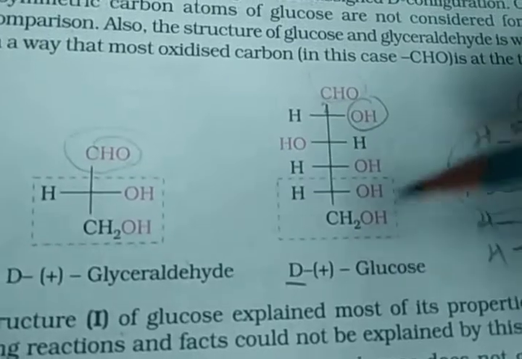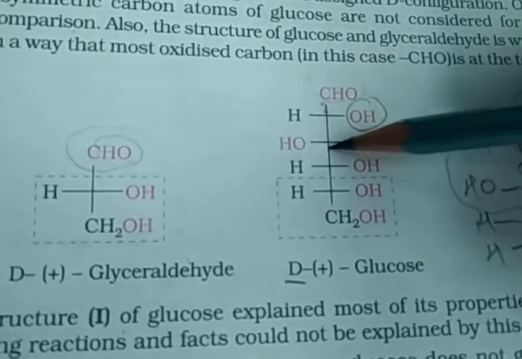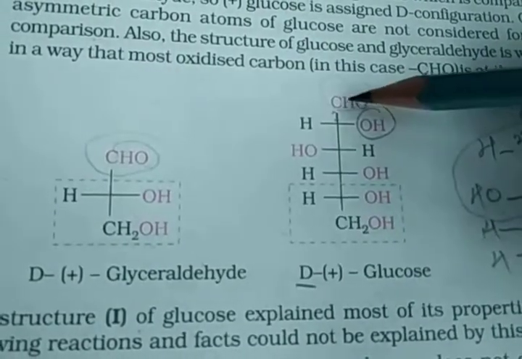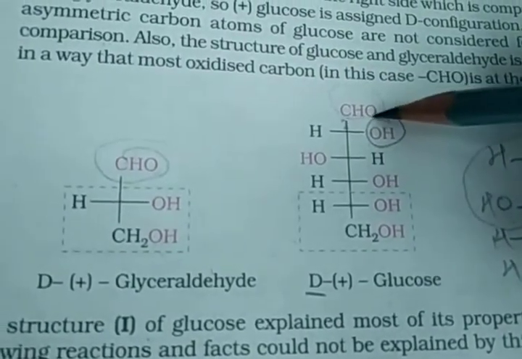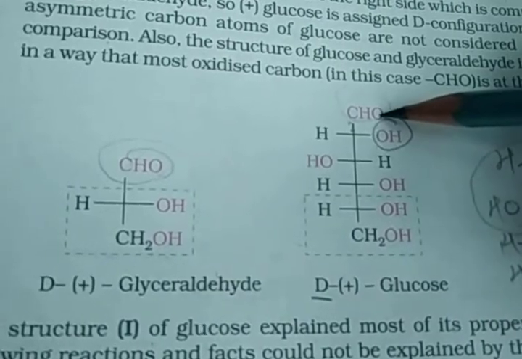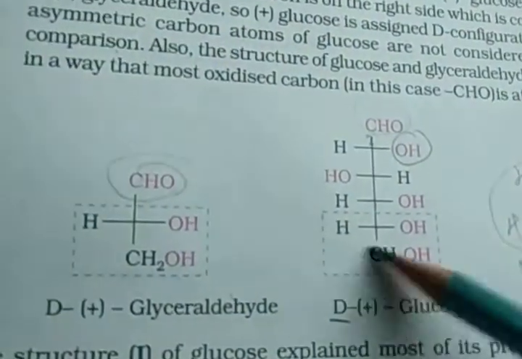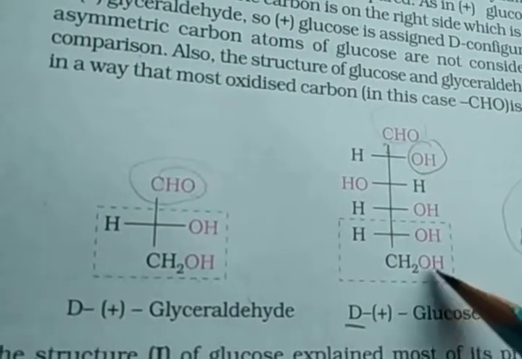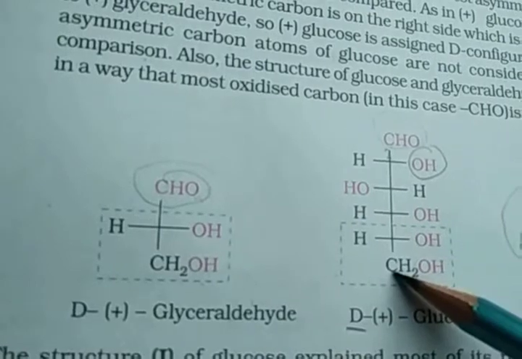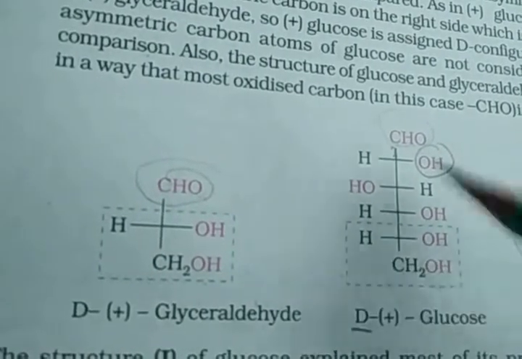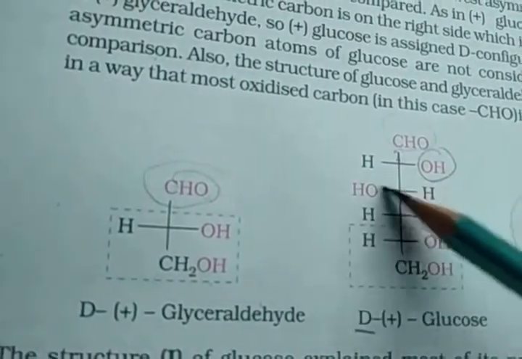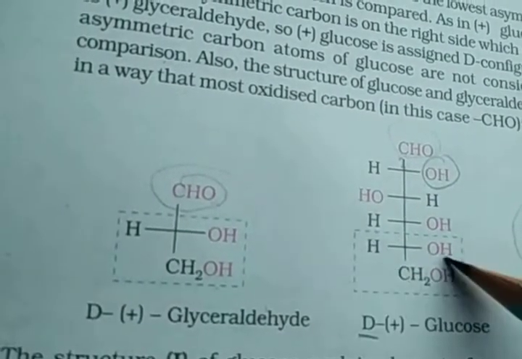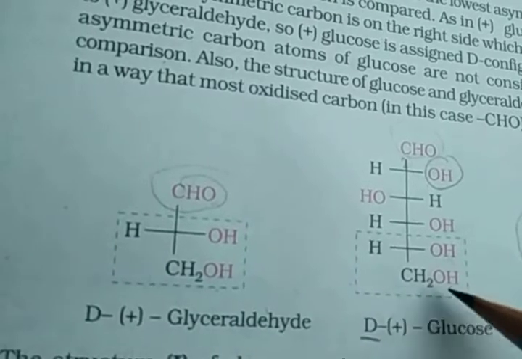In the glucose structure, here you see 1, 2, 3, 4, 5, 6 carbons in a straight chain. The first carbon has a carbonyl group. Which carbonyl group? Aldehyde. Then the last carbon has an alcoholic CH2OH hydroxyl group attached. At the second and third positions the arrangement changes, but the fourth and fifth positions are common, HOH. And then the sixth carbon is also CH2OH.